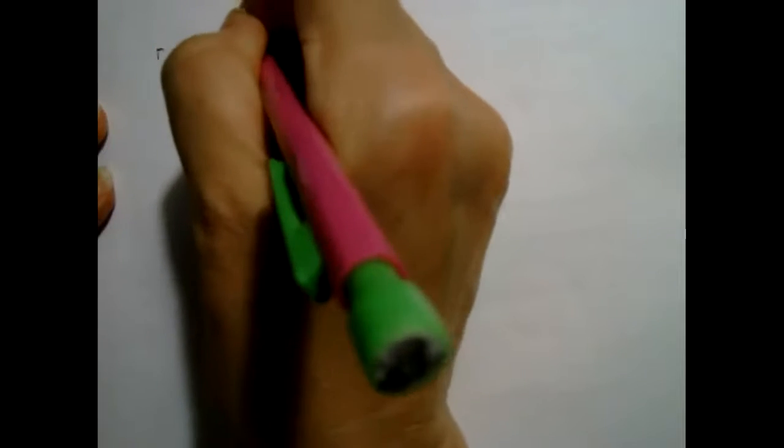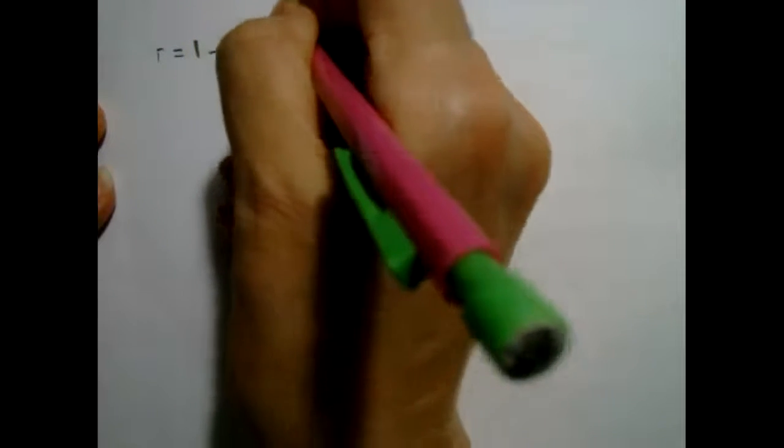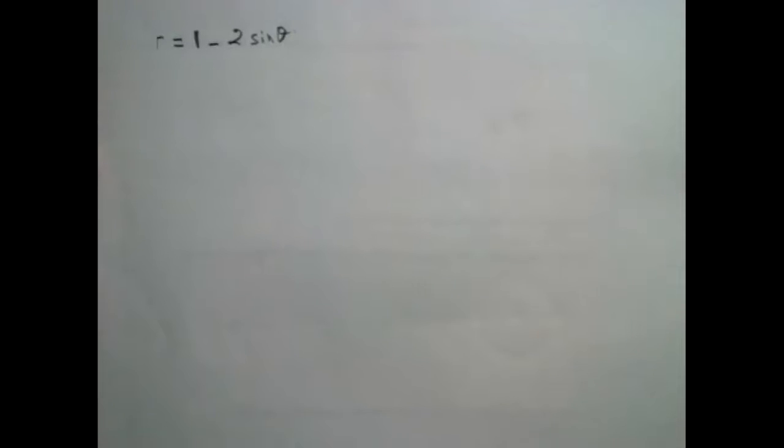So I will take r equal close to what I did yesterday, but I put sine instead of cosine. I think I did cosine yesterday. r equals 1 minus 2 sine theta. All right, and we're going to graph it based on the same principle we're developing.